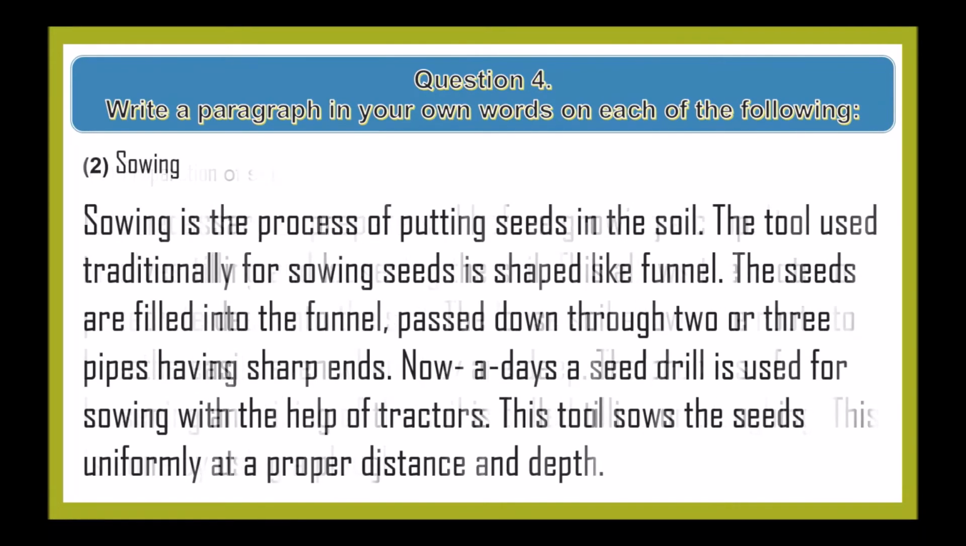The second one is sowing. Sowing is the process of putting seeds in the soil. The tool used traditionally for sowing seeds is shaped like a funnel. The seeds are filled into the funnel and passed down through 2 or 3 pipes having sharp ends. Nowadays, a seed drill is used for sowing with the help of a tractor. These tools sow the seeds uniformly at a proper distance and depth.